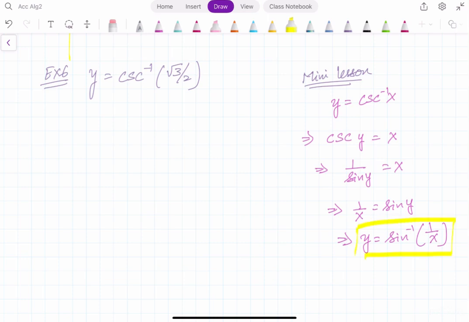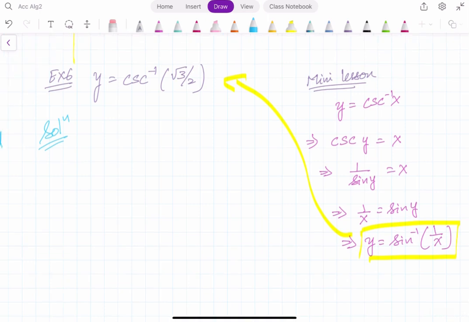You can see we started with y is equal to cosecant inverse x, and that can be written in terms of sine inverse if I take the reciprocal of the angle. So if I have to convert y is equal to cosecant inverse of radical 3 over 2 into sine, it will be y is equal to sine inverse of 2 over radical 3. So the angle, which is x in this case, is the reciprocal, and that will give you sine y is equal to 2 over radical 3. And again, it is not possible on the unit circle.